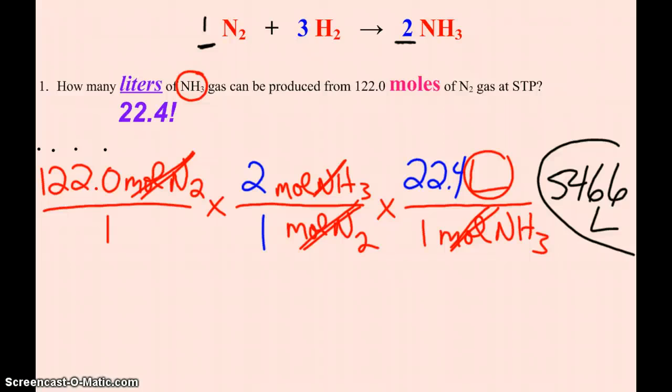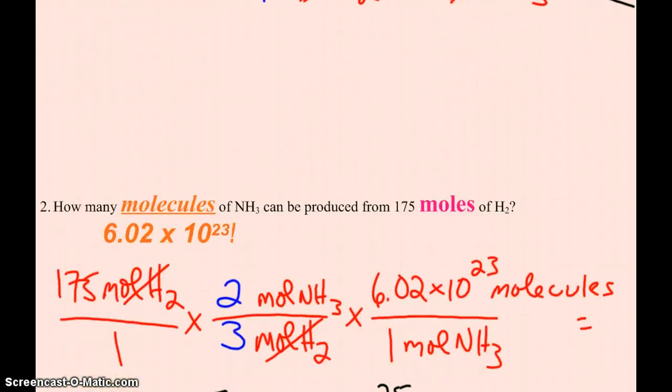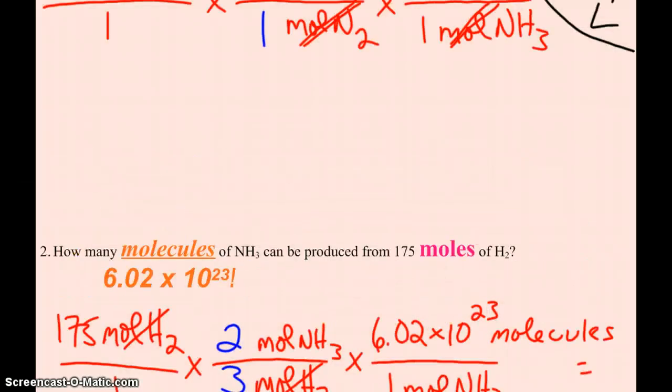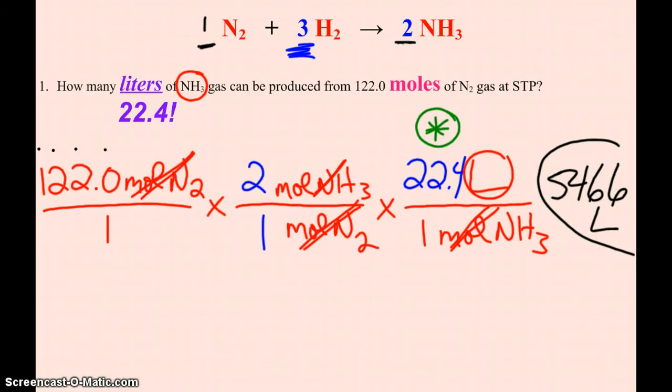The next question, asking about molecules, it's the same setup. I'm given moles, I'm going to use my mole ratio to switch, and then I'm going to end with a different fact. Instead of 22.4 liters, I'm going to end up with Avogadro's number. And so this is what that sample problem looks like. How many molecules of ammonia produced from 175 moles of hydrogen? So we've got a different mole ratio. Sorry. Hydrogen is 3, ammonia is still 2.